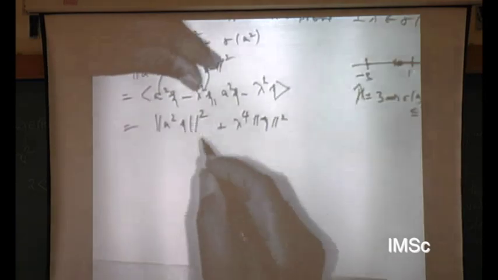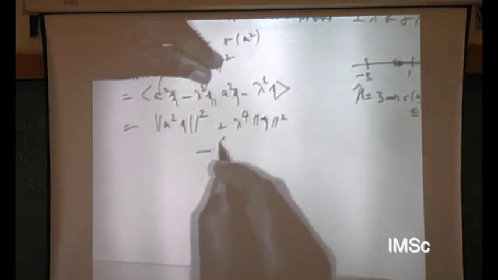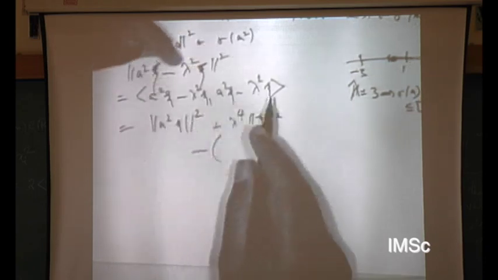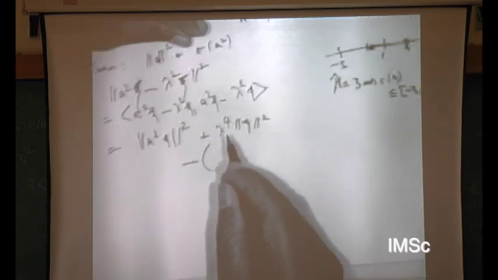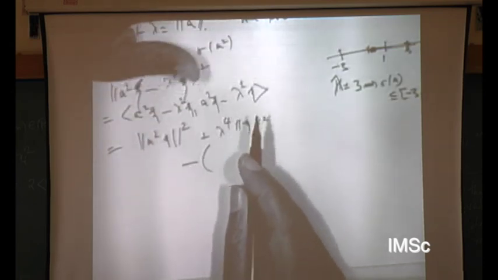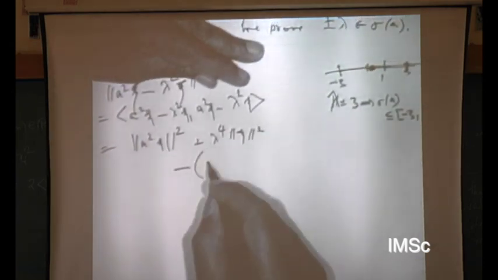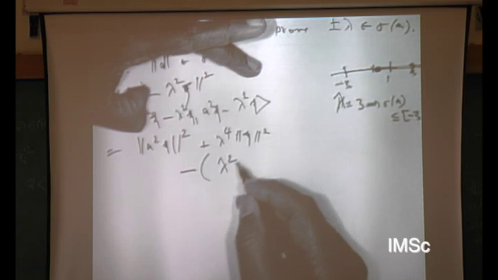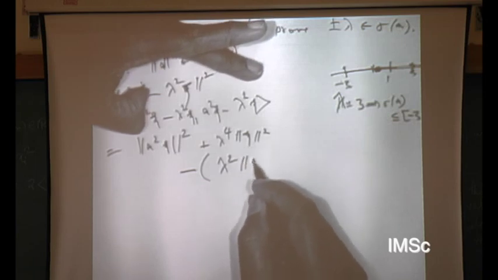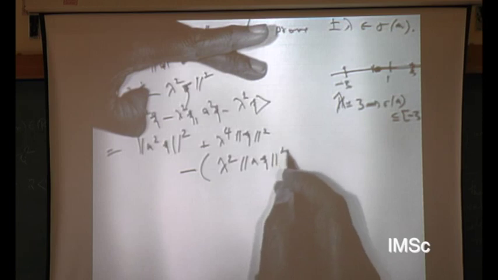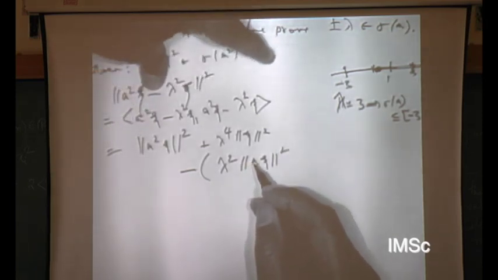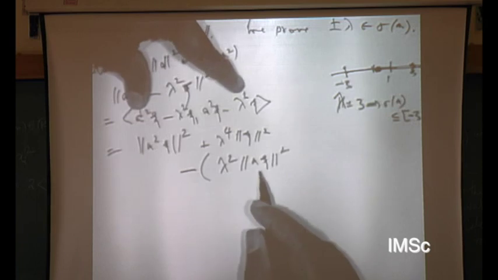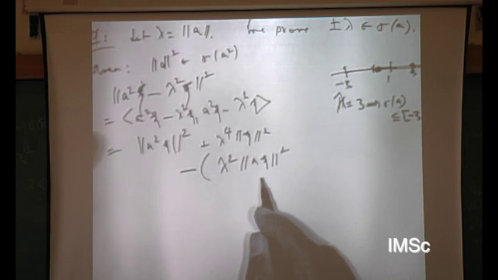And what are the cross terms? Minus, you have A squared J, lambda squared J. Lambda is real, right? So I can take the lambda squared out. A squared J J is going to be norm AJ squared. See, this cross term is going to give you this much. And the other thing is also going to give you the same thing.